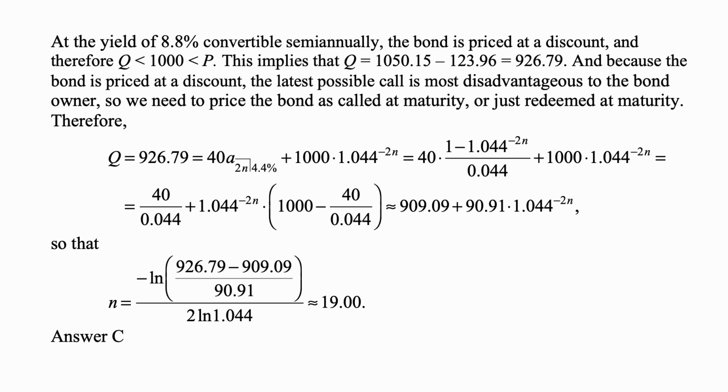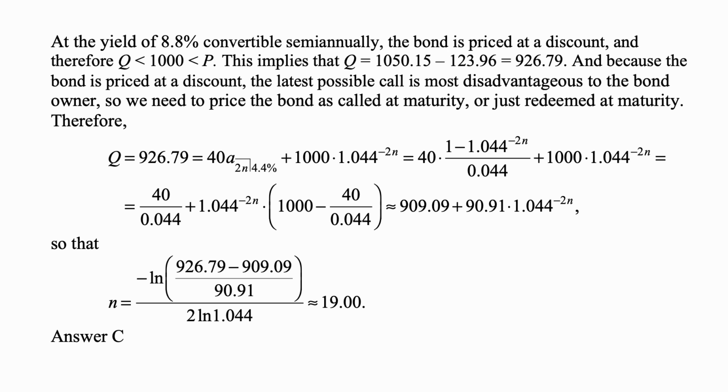And because the bond is priced at a discount, the latest possible call is most disadvantageous to the bond owner, so we need to price the bond as called at maturity, or just redeemed at maturity. Therefore, Q is equal to 926.79, but it's also equal to 40 a angle 2n at 4.4% plus 1,000 times 1.044 to the power negative 2n, which is 40 times 1 minus 1.044 to the negative 2n over 0.044, and plus 1,000 times 1.044 to the power negative 2n.